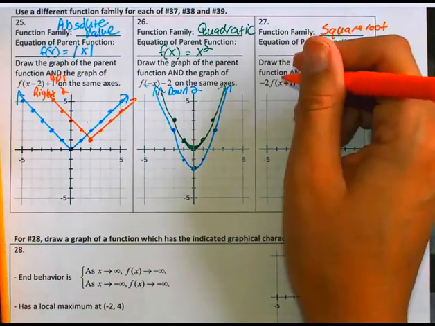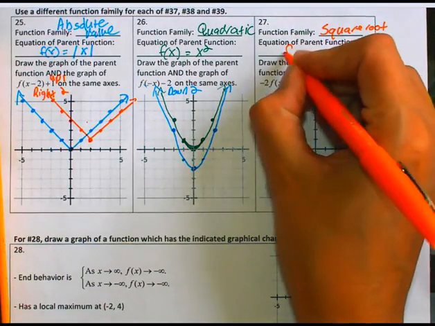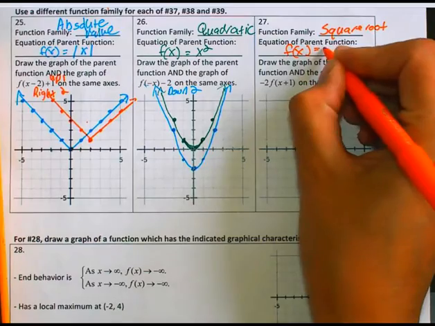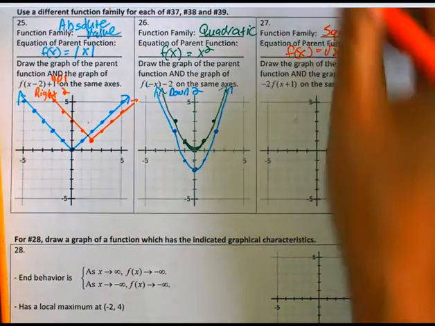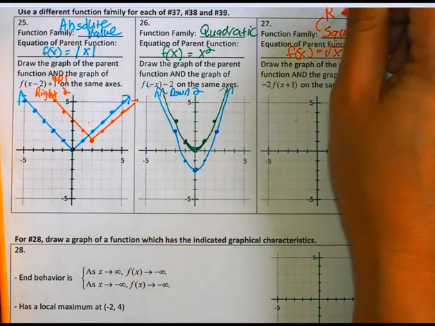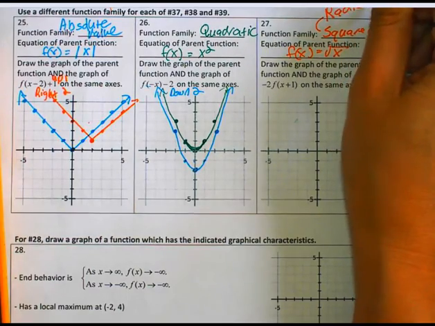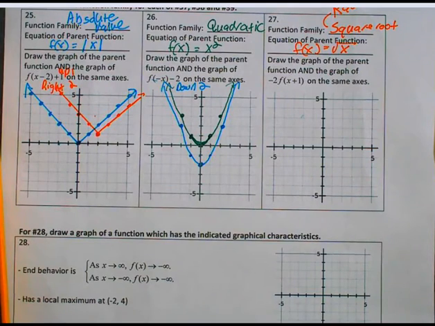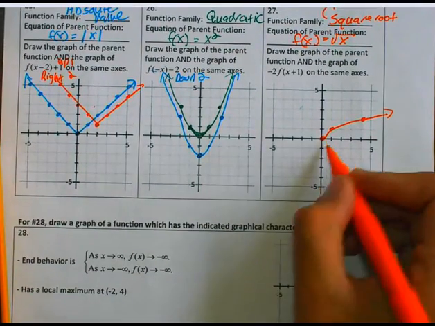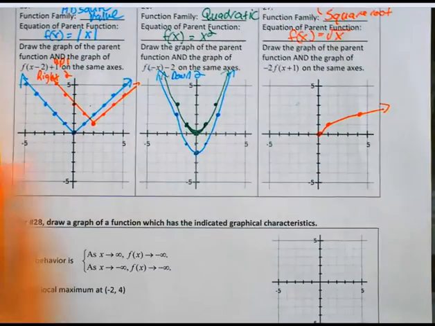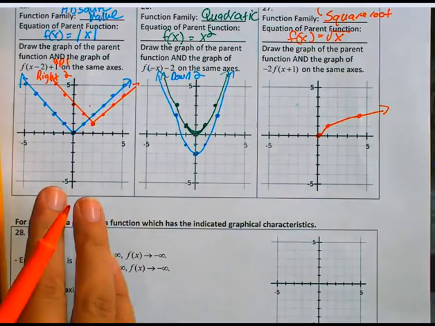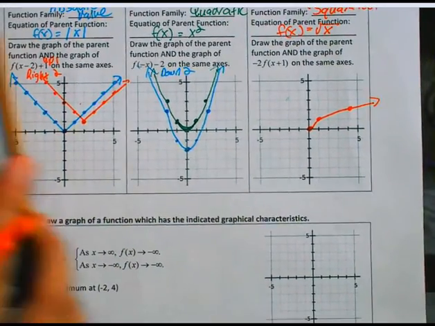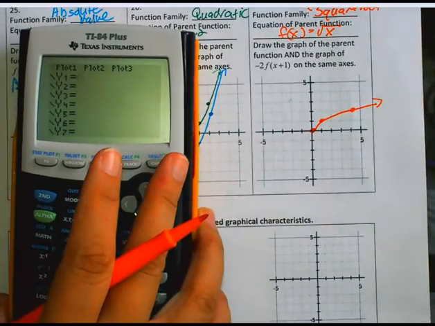Okay, and I know that my parent function equation is f of x equals the square root of x. This is in the radical function family. So let's go ahead and graph our parent function first. I know that I'm starting at the origin again. Now, if you want to graph it, you can either make a table of values, but I'm going to go ahead and use the calculator.